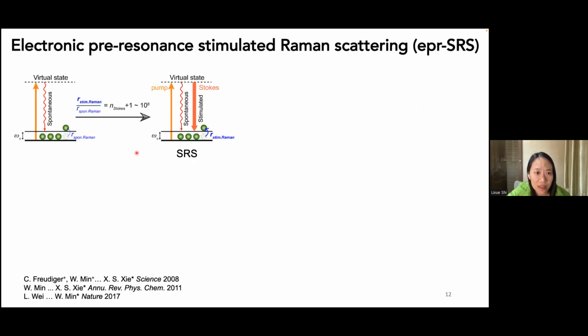We just mentioned the sensitivity of Raman is important for detecting low abundance biomarkers, and the SRS process accelerates the vibrational transition and greatly improves the sensitivity. But all previous SRS imaging work was in the so-called non-resonance region. To further improve the detectability, we integrated the electronic resonance effect we just introduced into SRS and developed a method named electronic resonance SRS, epr-SRS.